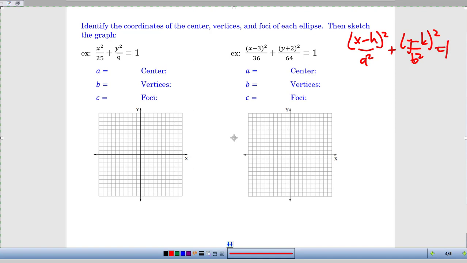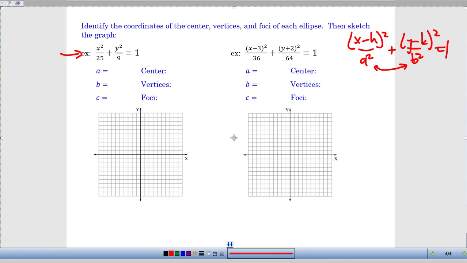So the first thing to take note of is that the a and b are determined by which denominator is bigger. So in the case of this first example that we're going through, we can see that the bigger denominator is underneath the x, so that's going to be our a squared. The smaller denominator under the y is going to be the b squared. So that means that we're working with an ellipse that's going to be stretched in the horizontal direction.